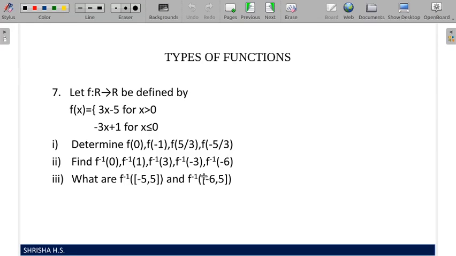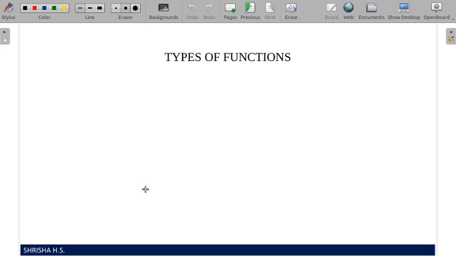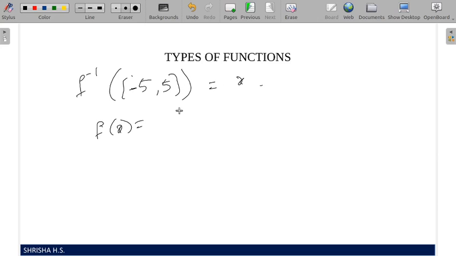Third one, f inverse of the interval minus 5 comma 5. We know that the square bracket means it is representing the range minus 5 to 5. So we'll start doing f inverse of minus 5 to 5. It is representing the range of the value, so we need x such that f of x equals minus 5 to 5.